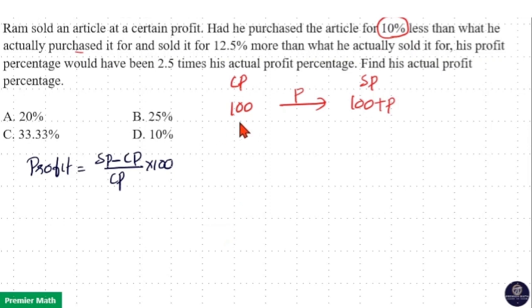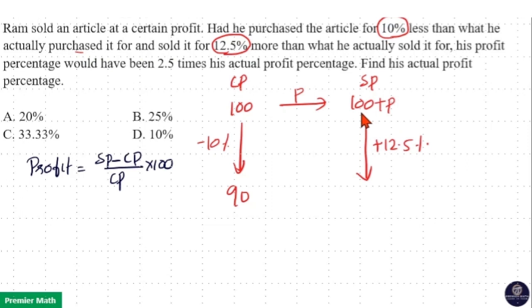Now the purchasing price is 100. So 10% less than that means 100 minus 10, that is 90 rupees. Now if he sold it for 12.5% more than the actual selling price, here the actual selling price is 100 plus P. Then 12.5% more than that means 100 plus P plus 12.5% of 100 plus P.